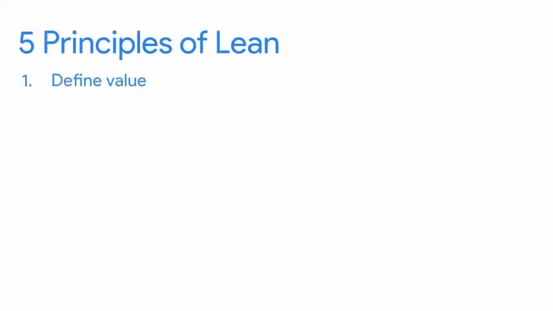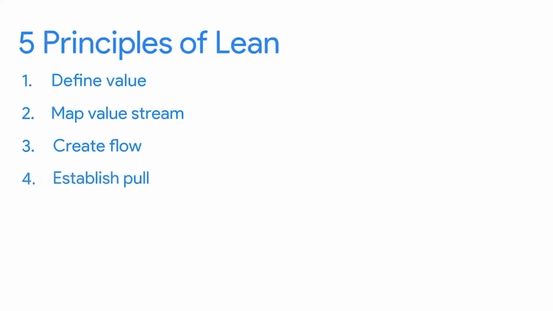Lean methodology consists of 5 principles that serve as a recipe for improving project outcomes. They are define value, map value stream, create flow, establish pull, and pursue perfection. Let's break these down.